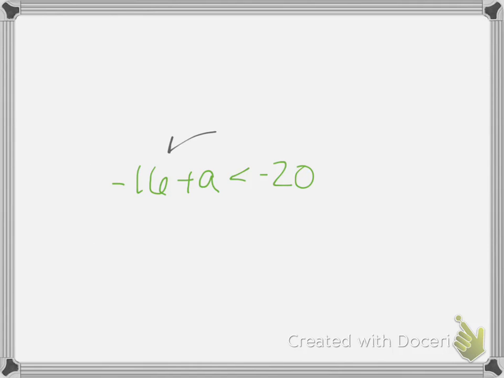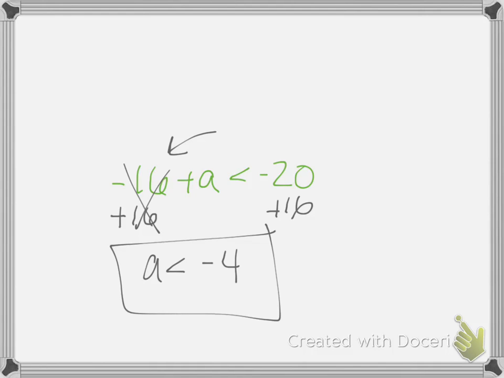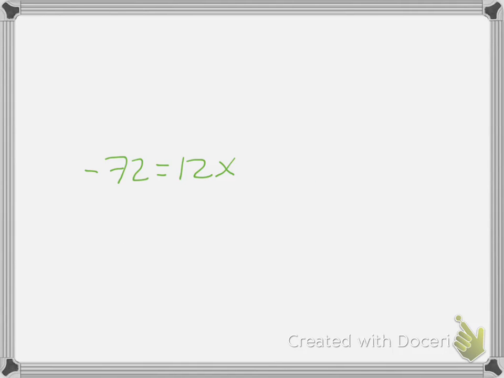Okay, to get rid of this 16, to get a by itself, right now we're subtracting it, so we need to add it to get rid of it on the left side. So I'll have a is less than, negative 20 plus 16 is negative 4. Okay, right now I'm multiplying by 12, so to get rid of it I need to divide it. Negative 72 divided by 12 is going to be a negative 6.